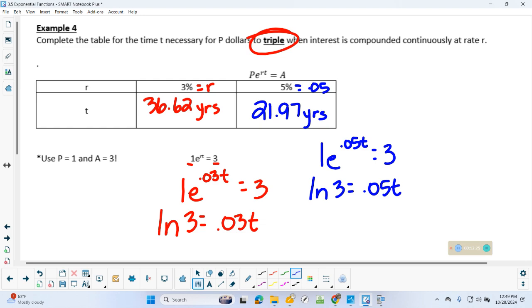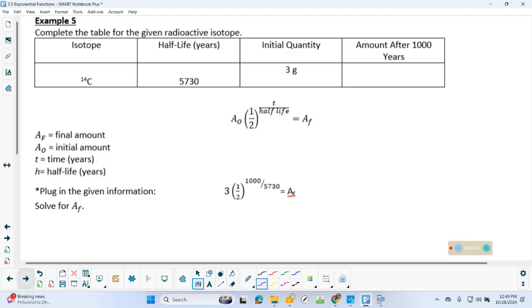So any questions, how to type those in, anything like that? All right, we're sick of the money problems. Let's do some science problems. A couple of science ones. Okay, so half-life. We've talked about half-life. We've seen half-life in here before.